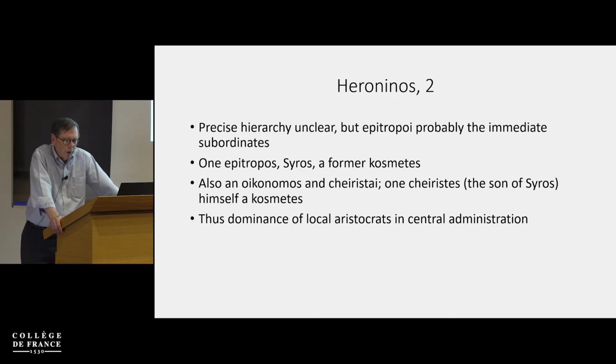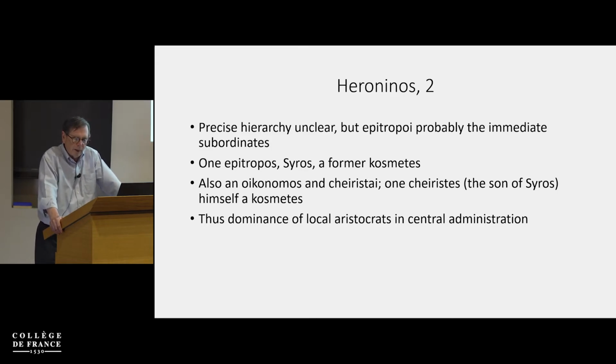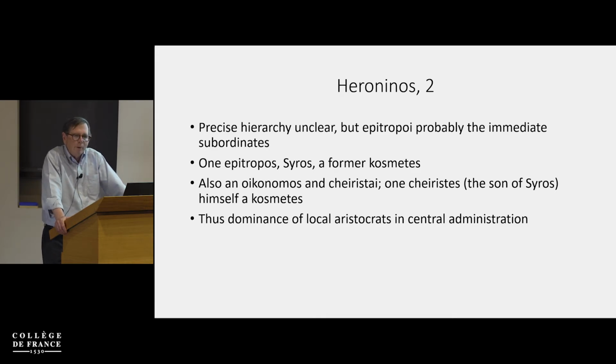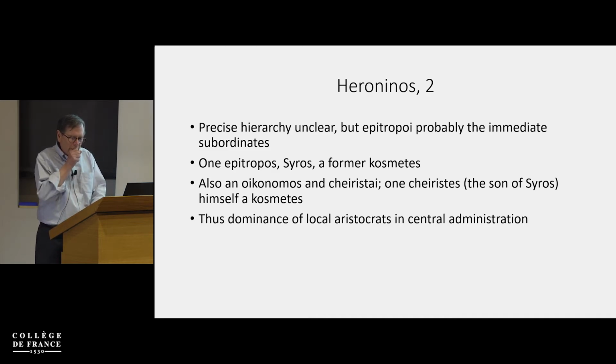One of these, Syros, was a former kosmetes. There was also an oikonomos and some cheiristai, and one of the cheiristai was himself a kosmetes, a son of Syros the epitropos. One oikonomos was a former gymnasiarch. It is obvious from these cases that the core top management all came from the local elite, the holders and former holders of civic magistracies.